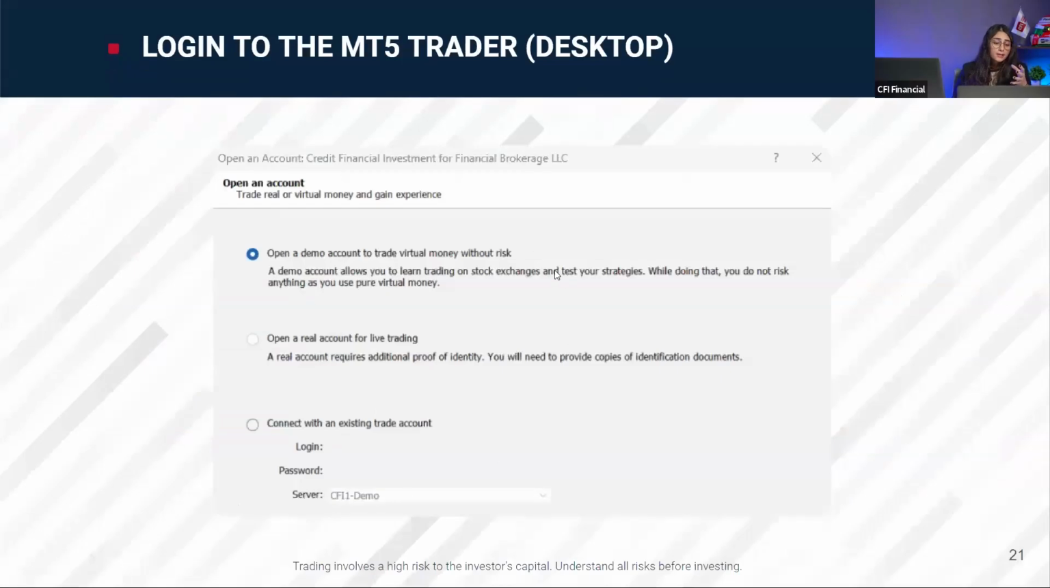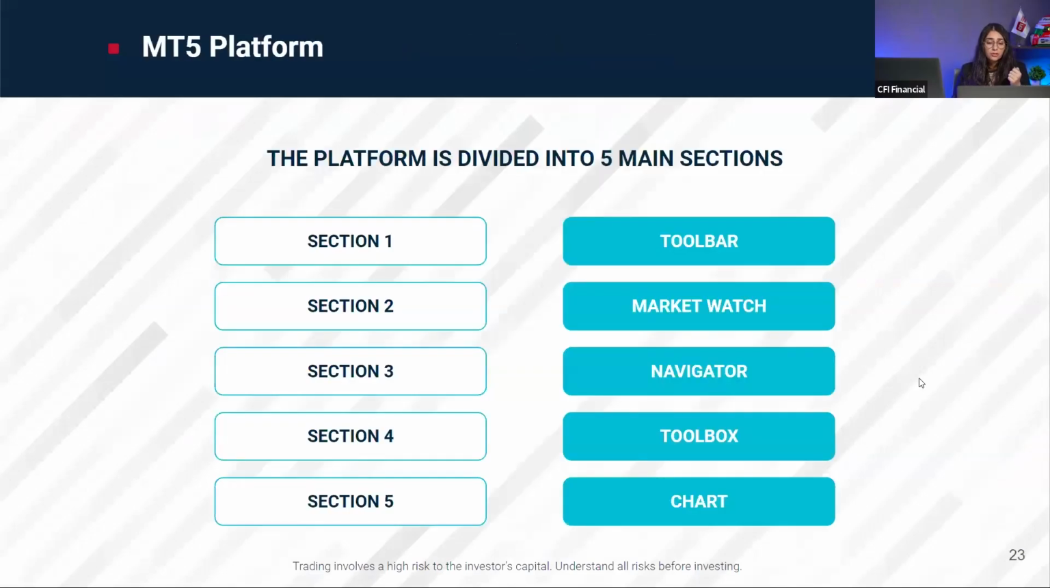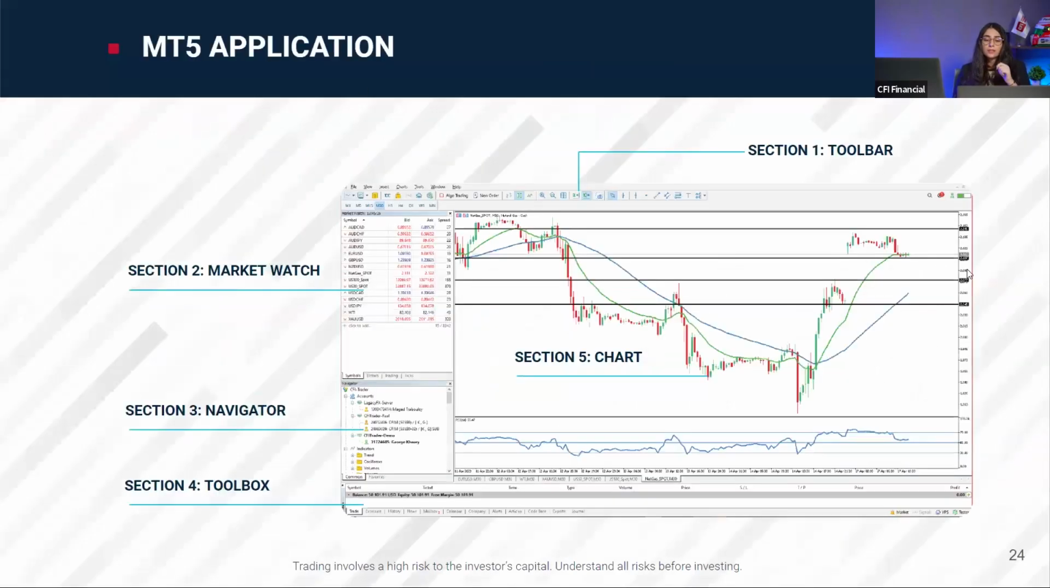Then you're going to get something like this. It asks you if you want a demo account or a real one, or if you have an existing account, you just put in your credentials. If you don't have an account, you're creating one, you just fill in all your information and agree with the terms and conditions. And here we're going to move into the MT5.